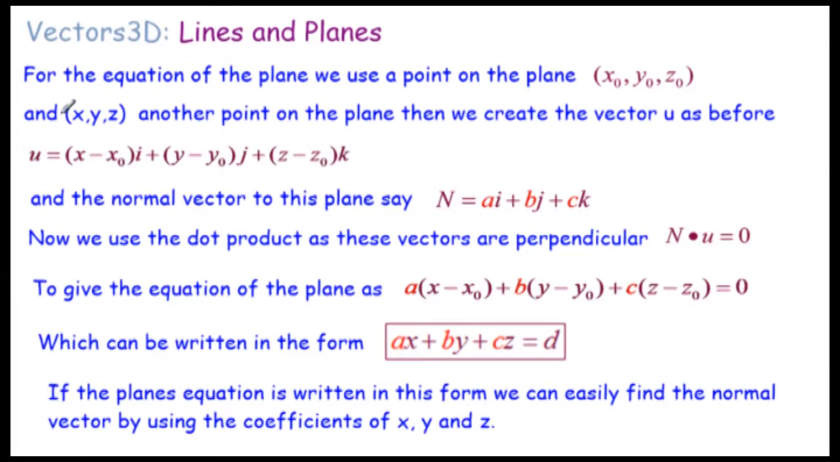So what do we do? We need a point on the plane, x0, y0, z0, and we assume that x, y, and z is another point on the plane, and we generate this vector here. This is just a free vector from x0, y0, z0 to a general point on the plane.